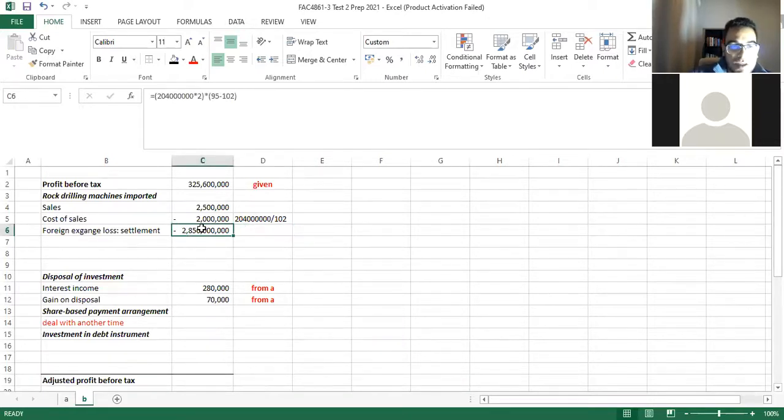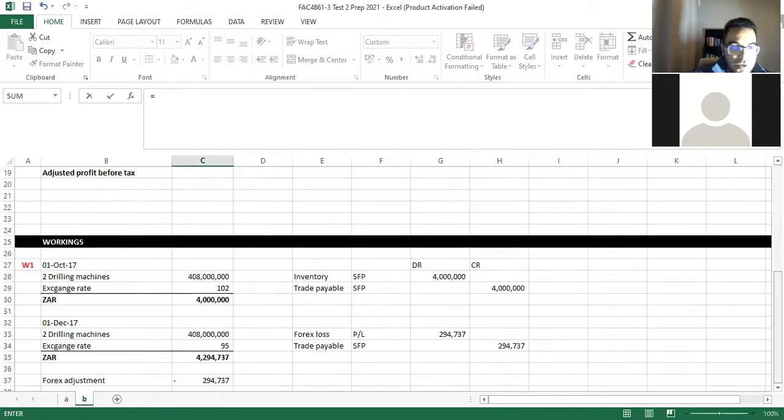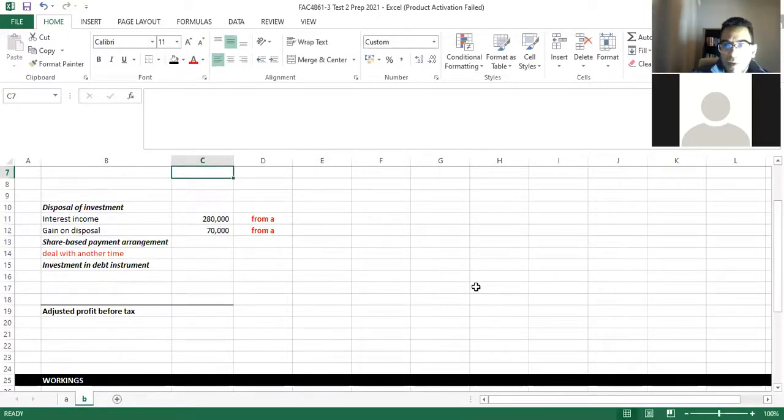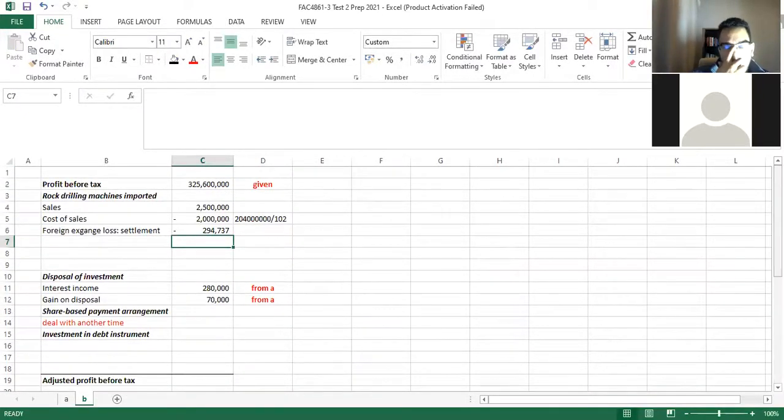Just ignore that number, and how I did that calculation. It's a loss, so we're going to say equal 294. Why do you only take the 2 machines? But in the scenario, there are 3 machines. Yeah, the third machine I'm going to do separately. But listen here, all the machines were delivered to Satoshi on 1 October 2017.